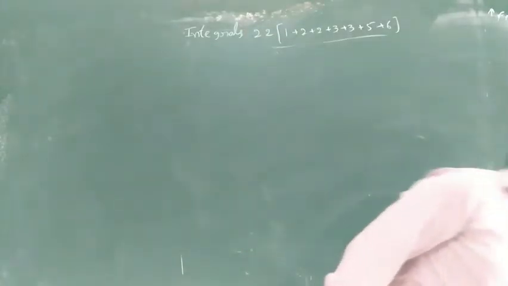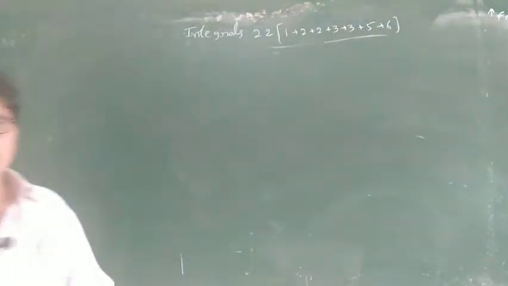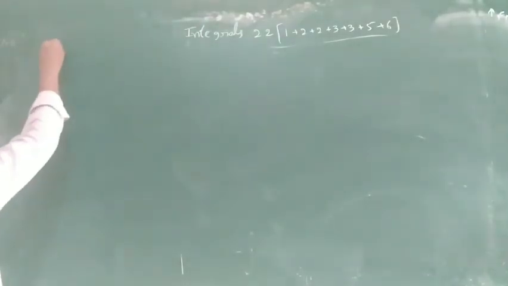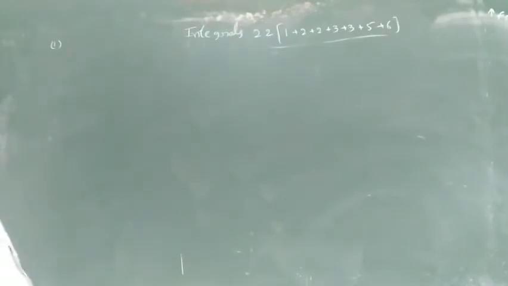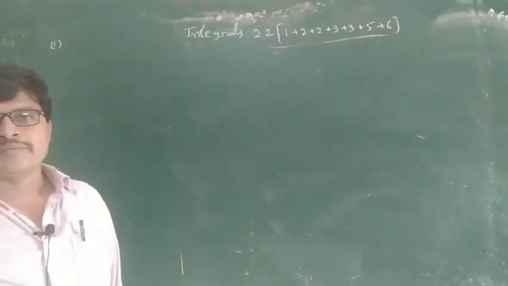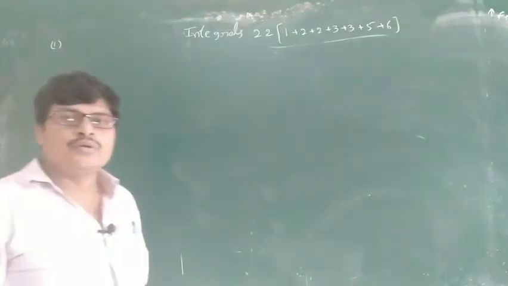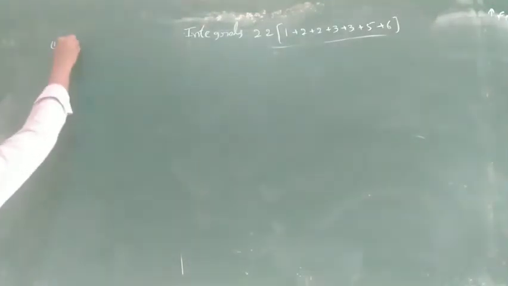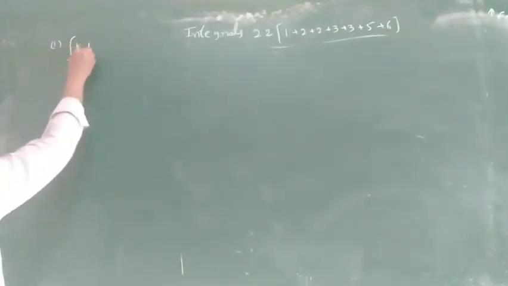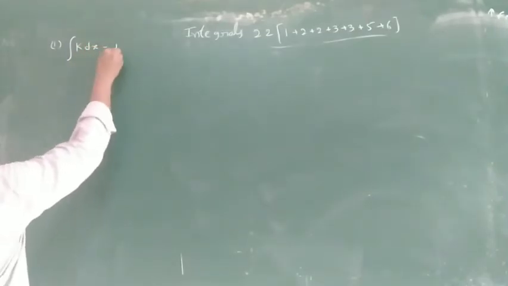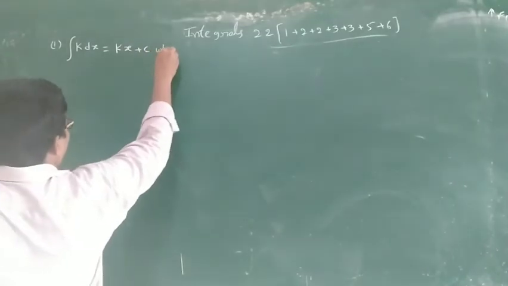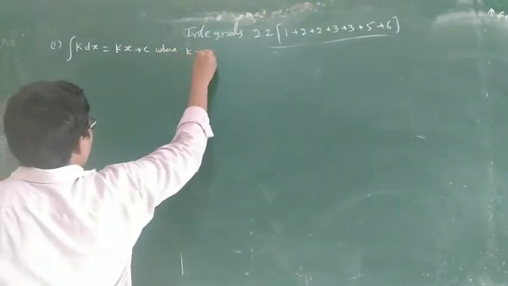Some integration formulas are the same as the derivative formulas. In derivative formulas, what is the first formula? The derivative of a constant is equal to 0. Here, this is the symbol of integration: integral k dx is equal to k x plus c, where k is a constant.